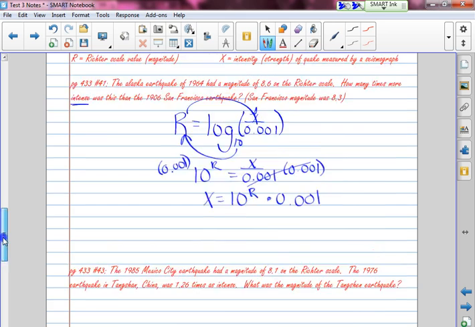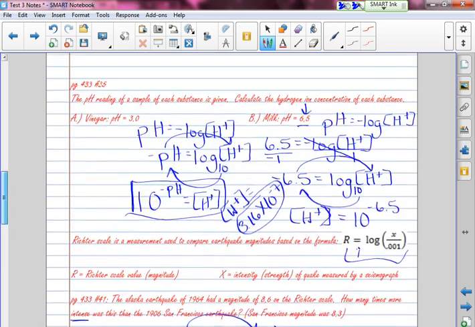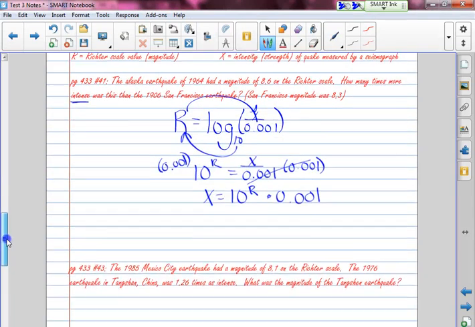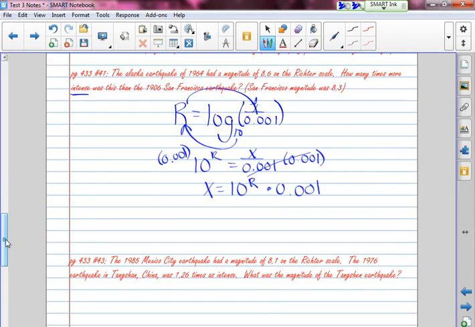Well, look here. That's what you did each time. Whoops, I erased it. But that's what you did each time. So this is a formula for intensity. This is intensity. And this is Richter.